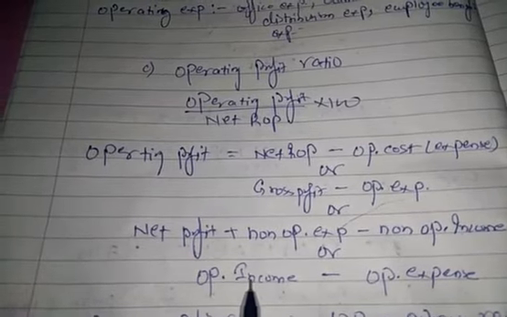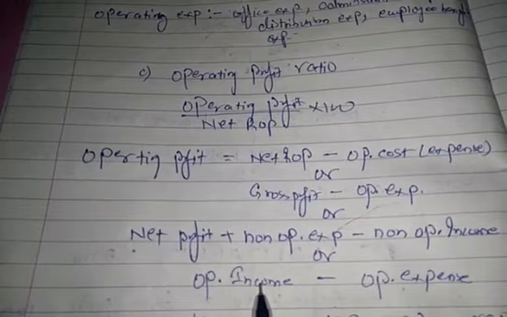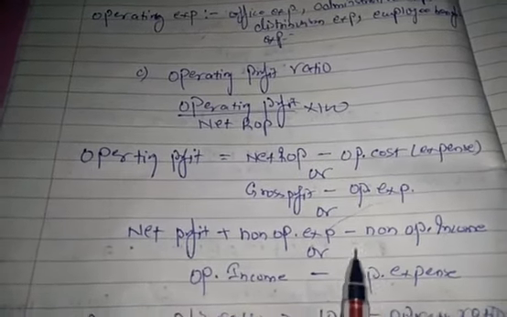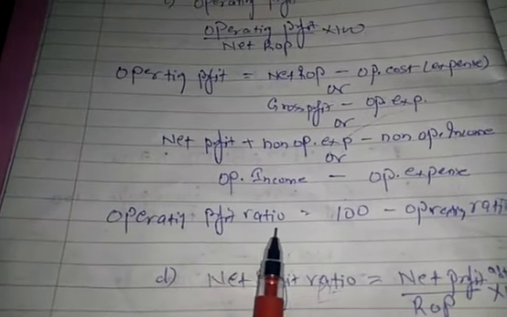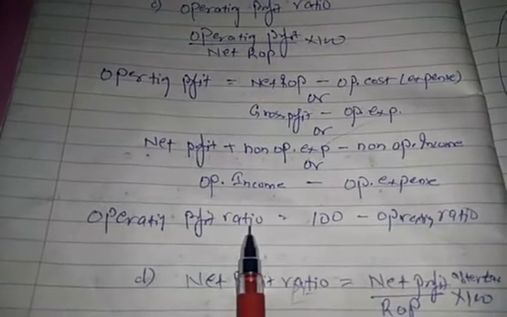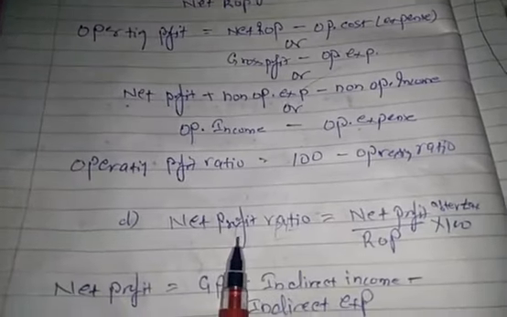Or operating profit, as we know that income minus expenses is the profit. So here we calculate the operating profit: operating income minus operating expense. The operating profit ratio can also be calculated as 100 minus operating ratio. By this also we calculate the operating profit ratio.